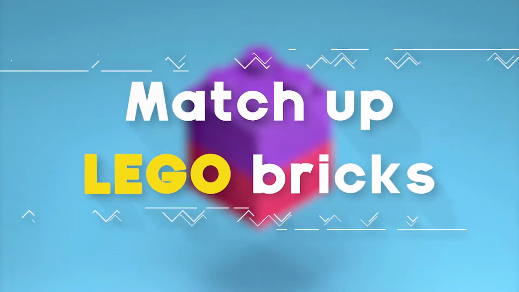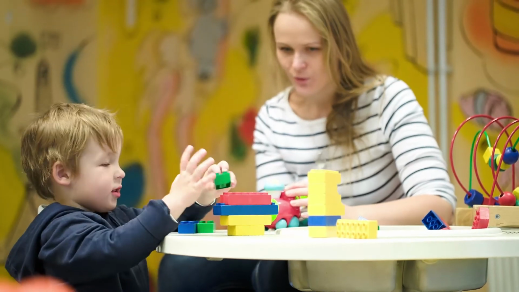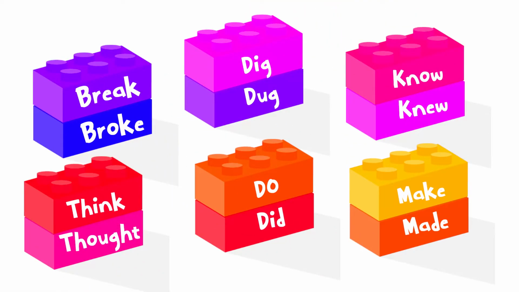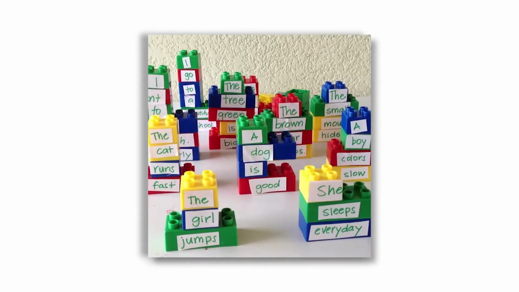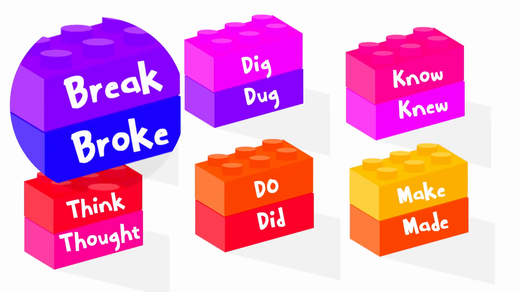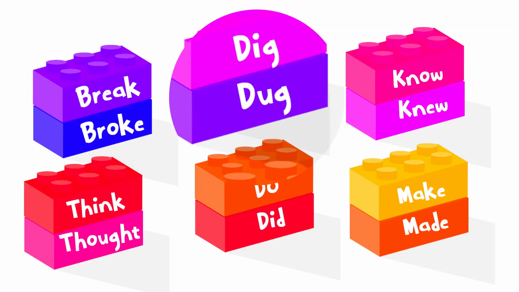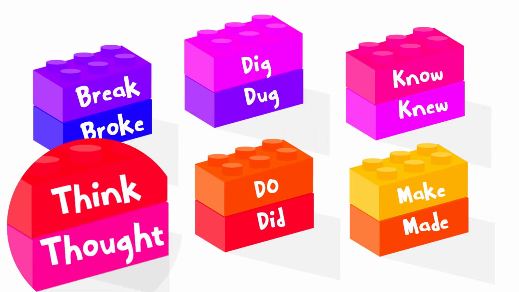Match up Lego bricks. Almost every child likes to play with Lego bricks. So, to grab the attention of the students, we use Lego bricks in this activity. Take some colorful Lego bricks. Put removable stickers with irregular verbs and their corresponding past tense on them. Place the Legos on the table. Ask students to match them up. The words formed are like break, broke, dig, dug, do, did, think, and thought.